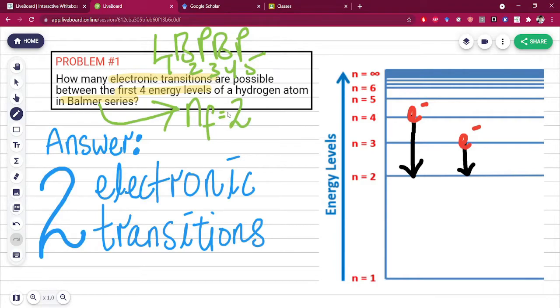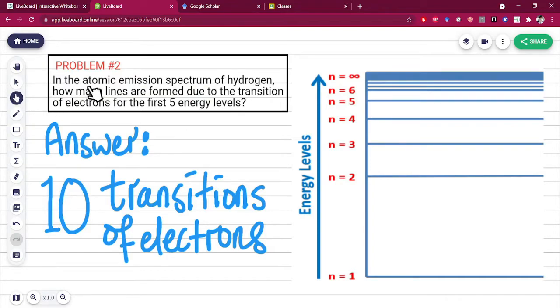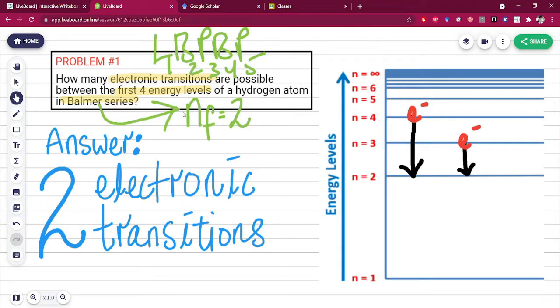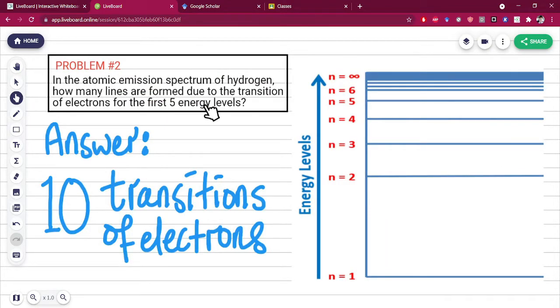Let's have a look at another one. In the atomic emission spectrum of hydrogen, how many lines? Compared with the first question, problem number 1 doesn't say anything about lines. The only thing that gives you the idea that lines will be produced is when the question mentions the Balmer series. In problem number 2, it doesn't say which series: is it going to be Paschen, Balmer, or Lyman? It doesn't say. But we do know this is about the transition of electrons from top to bottom, because it says how many lines.